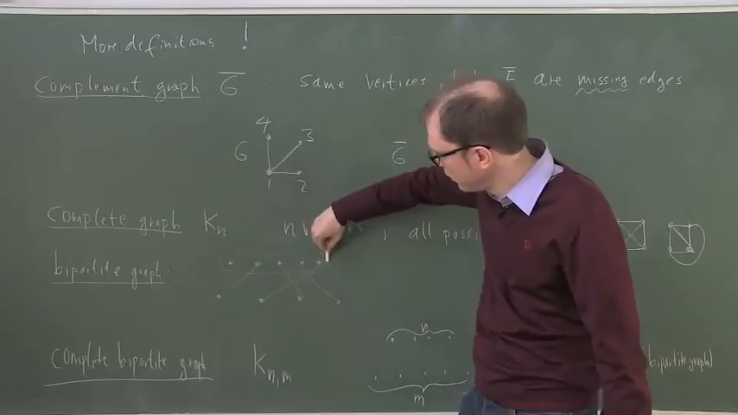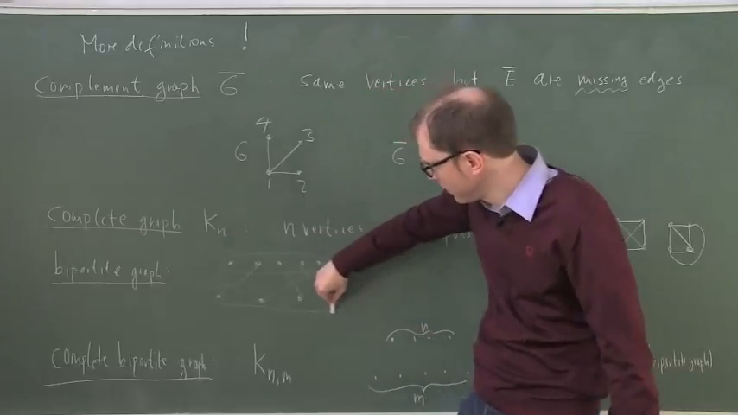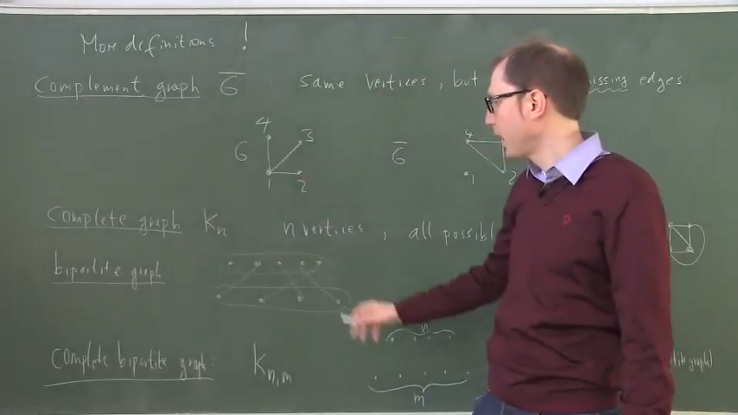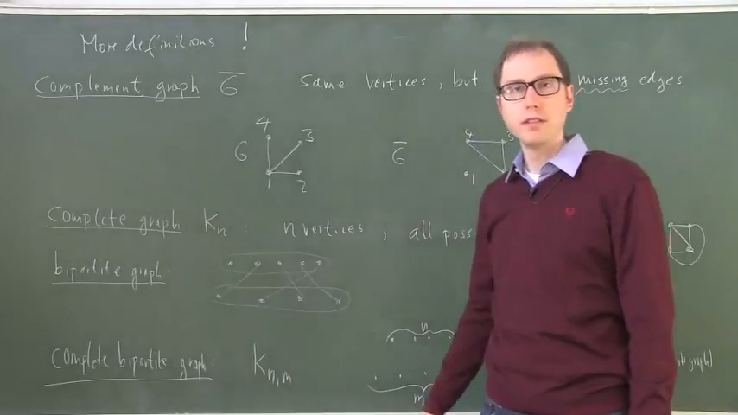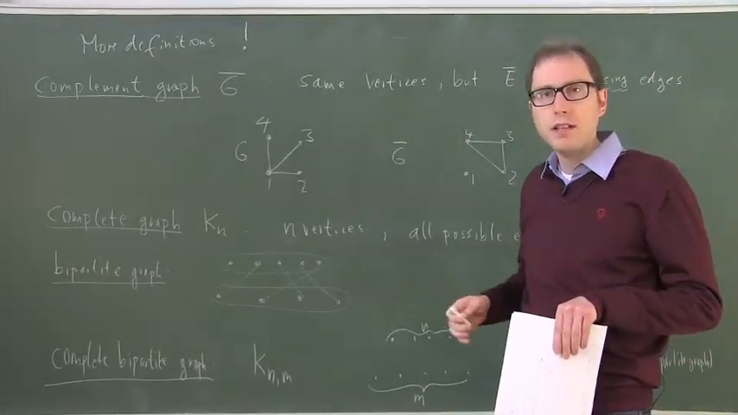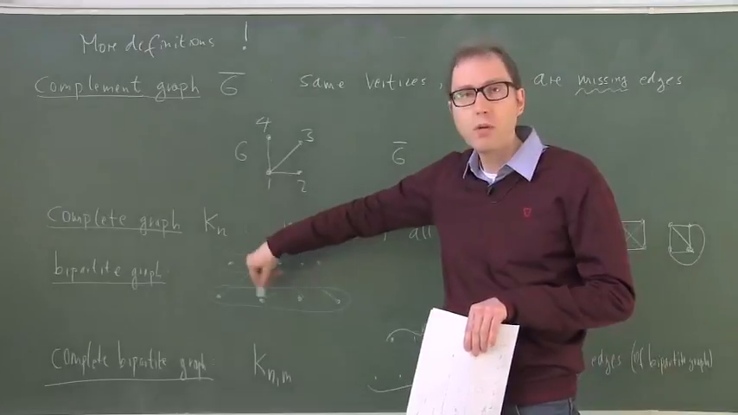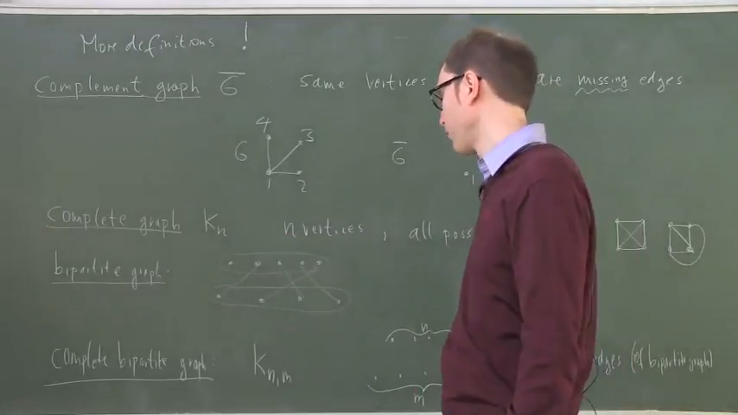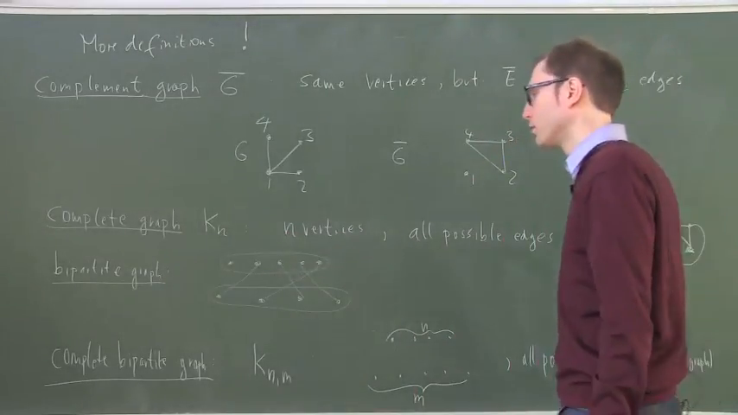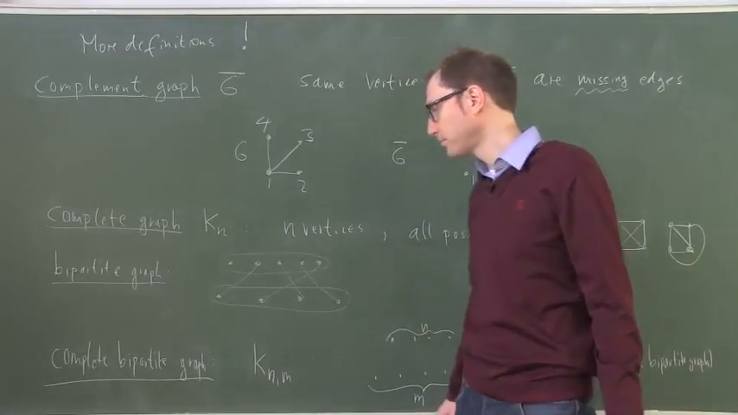We have these 2 subsets, and edges only go from one subset to the other. It's kind of, you separate them. But in between, there's nothing going on. There are no edges in between. So that's a very important property of a graph.